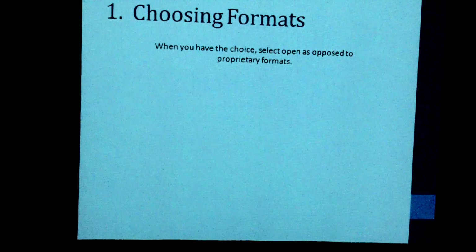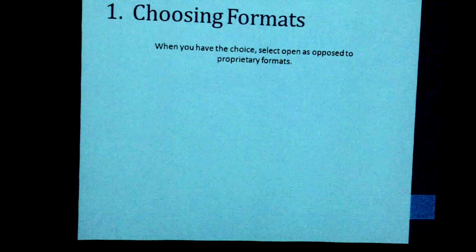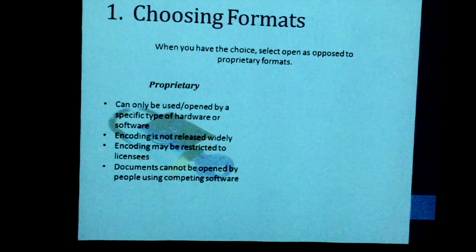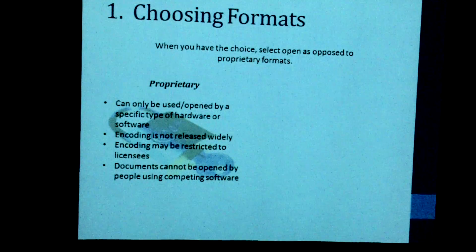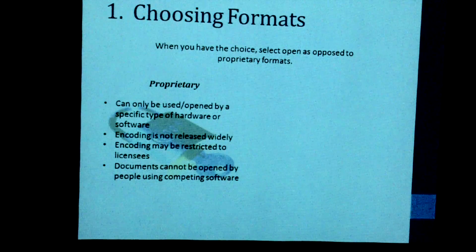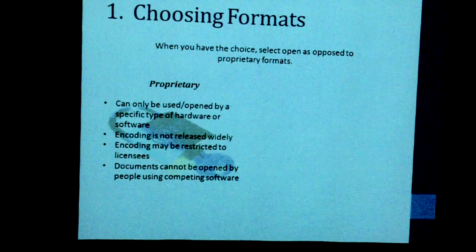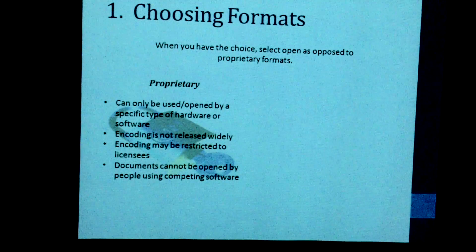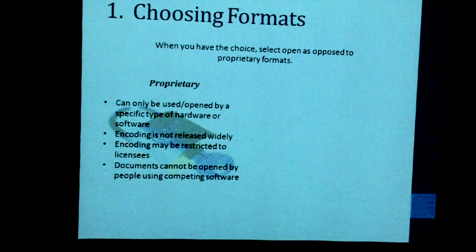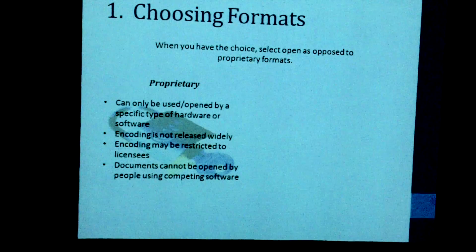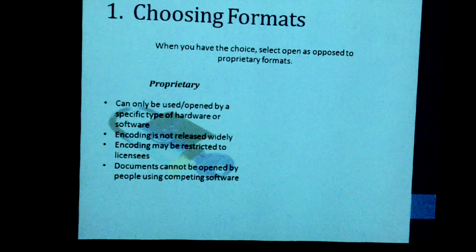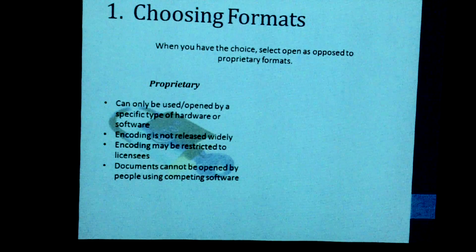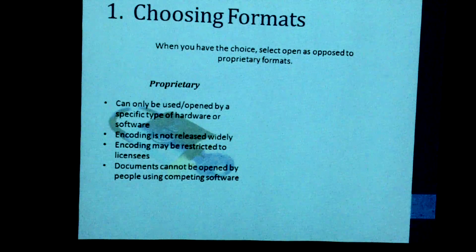When you do have the choice, it's useful to think about selecting an open versus a proprietary format for your data. So proprietary formats are those that can only be used or opened by a specific type of hardware or software. So there's one specific computer program that you have to open this. The encoding may be restricted to people who purchase it, or it's not released widely, as opposed to open source software. And documents can't be opened by people who have competing software or don't have the software or hardware that specifically goes with this file type.